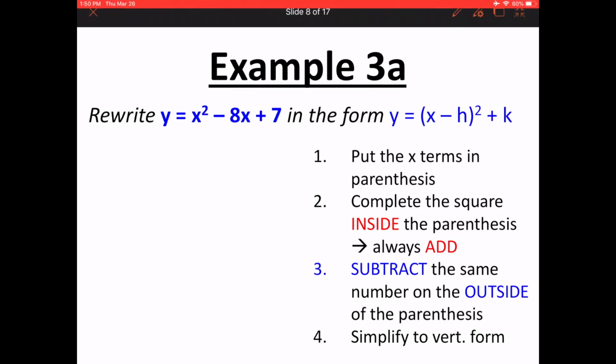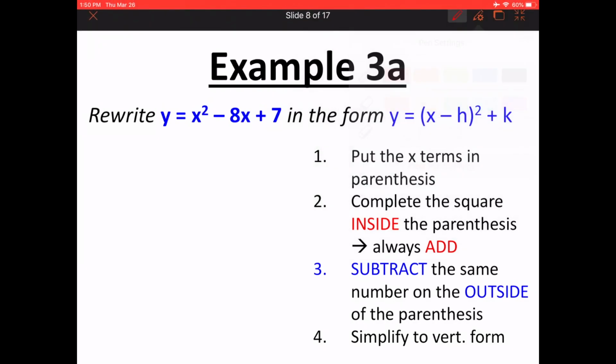So here we go. Let's go ahead and practice with all of these steps here. Rewrite y equals x squared minus 8x plus 7 in the form y equals parentheses x minus h squared plus k. And remember, this y equals x minus h squared plus k is our vertex form. So we want to turn a regular quadratic equation into vertex form. Let me start with step 1. Put the x terms in parentheses. Notice in front of my x squared and after my 8x, I put parentheses. So I have done step 1.